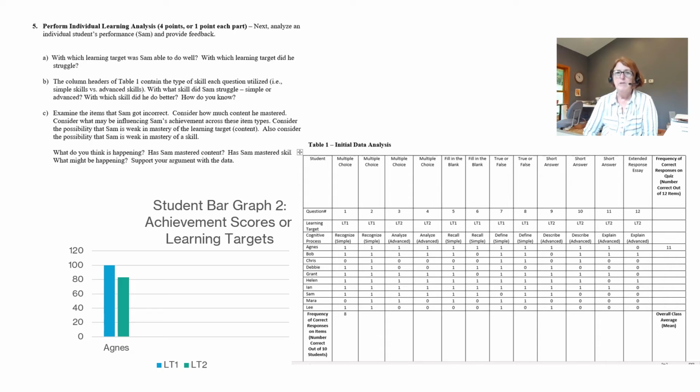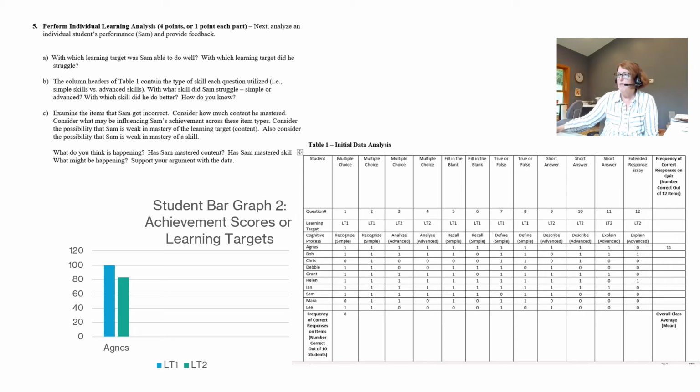B says the column headers of Table 1 contain the type of skill each question utilized. So for example, simple skills versus advanced skills. Let's think about that for a minute. There are some very simple skills, such as if a multiple choice question asks you to identify the meaning of a vocabulary word. Identify is a very simple skill. Whereas if a question asks you to analyze or create or apply, those are more advanced skills. And if you look at the row in the data table that says cognitive process, you can see going across that each question is aligned with whether it's simple or advanced.